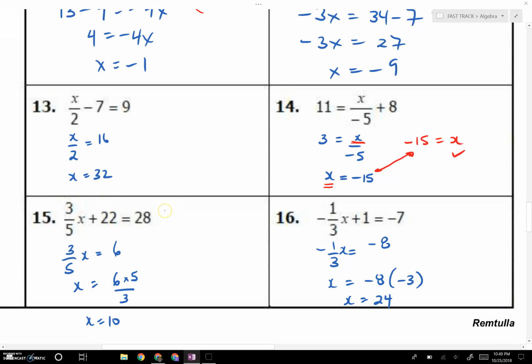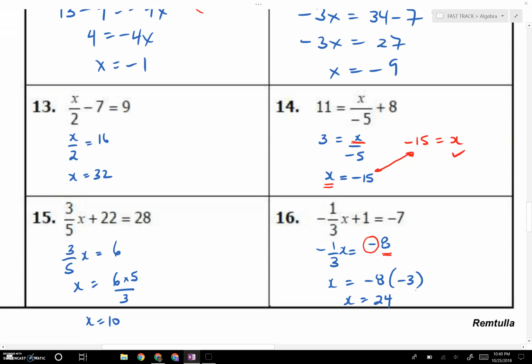28 minus 22 is 6, and then I multiplied by the reciprocal, which was multiplied by 5 and divided by 3, and I got my answer of 10. This next one, I want you to be really careful. This is where the mistake's going to happen. -7 minus 1 gives me -8. Most people are going to change that to -6. So we want to be careful about that. And then I multiply by -3, and 2 negatives make a positive, so my answer is 24.